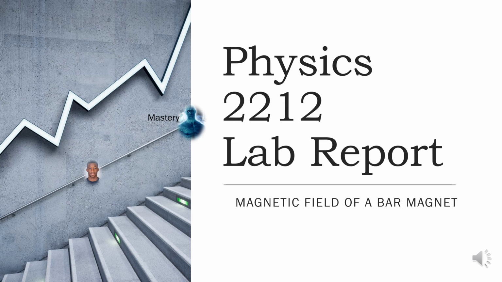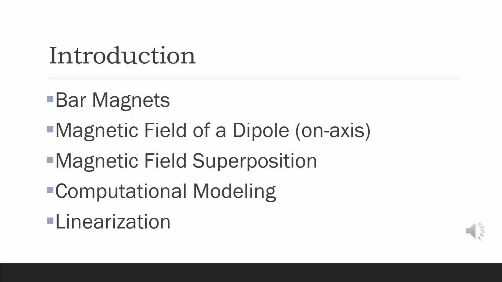My name is Imaro Letugudo and I'm currently taking physics 2212 at Georgia Tech, and this is my lab report on the magnetic field of a bar magnet. Here are some key ideas that we need to know for this lab.